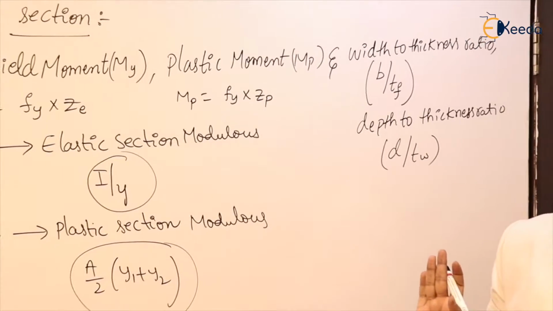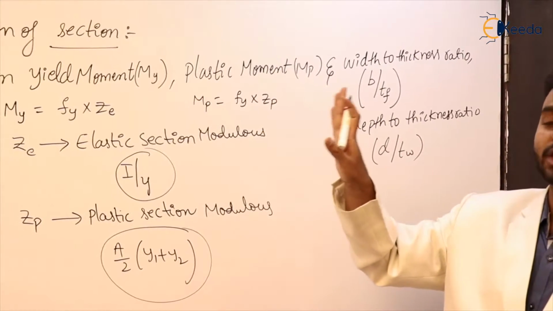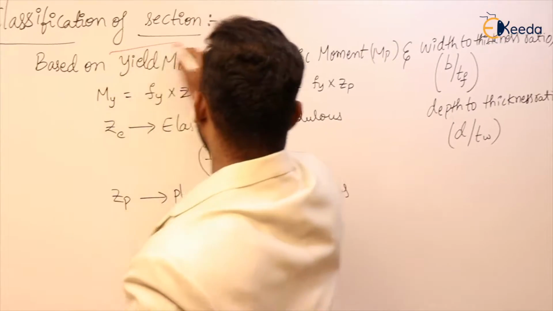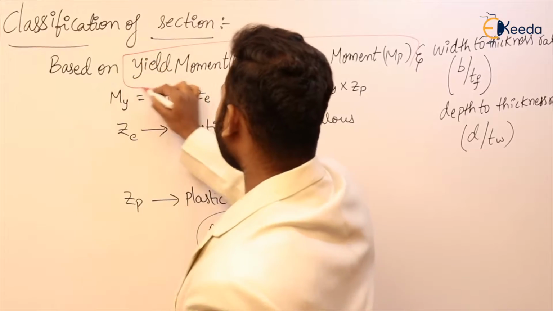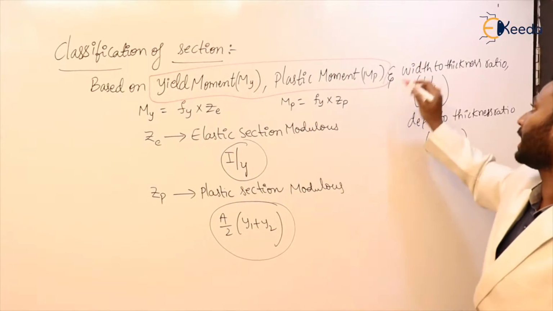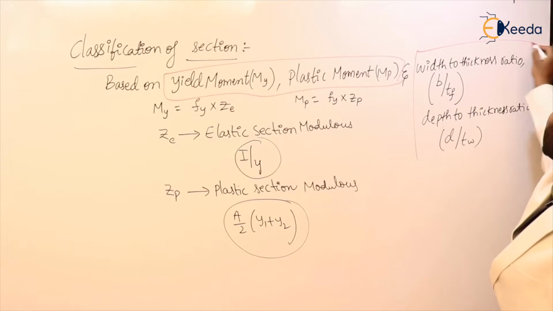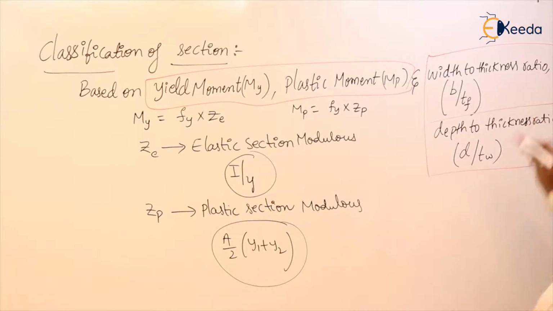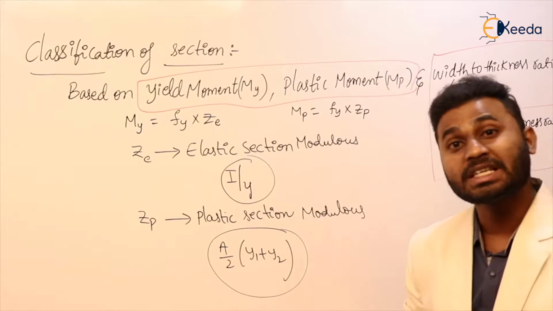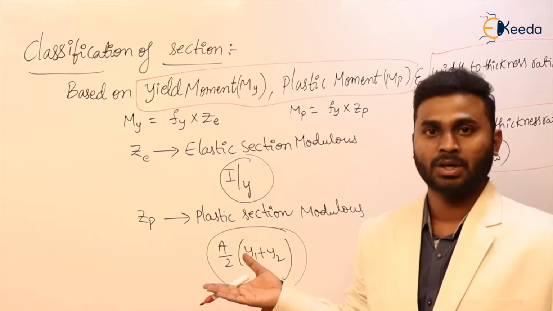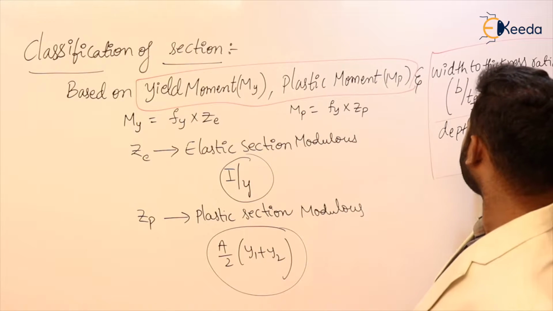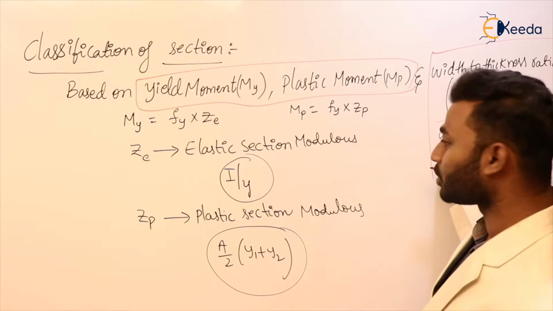But here you should understand that the classification of section is mainly based on yield moment and plastic moment. So this is one classification. The classification is the same, but based on the yield moment and plastic moment, and again that classification is based on width to thickness ratio and depth to thickness ratio. So based on these criteria, we are going to classify sections. I am going to show it in the diagram.